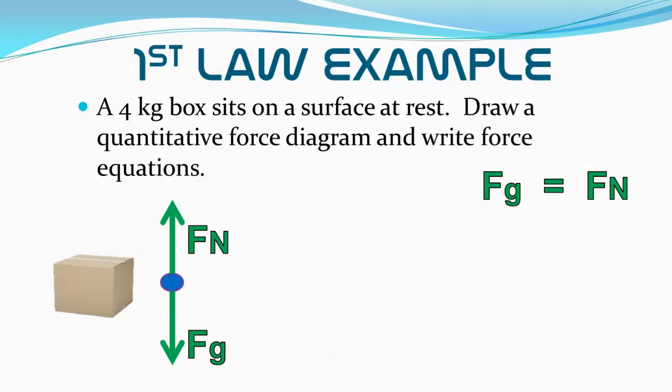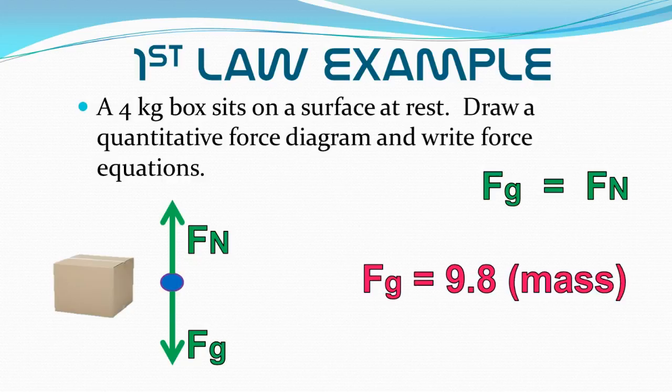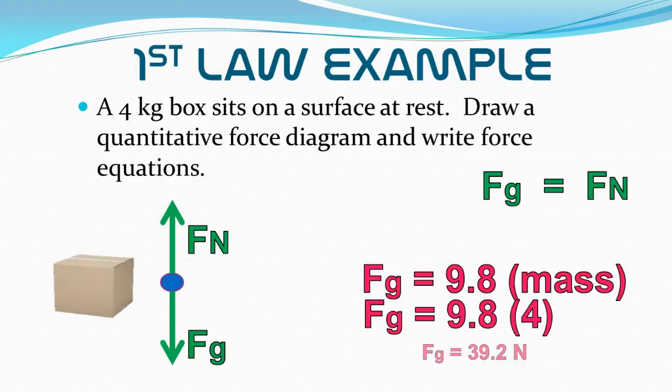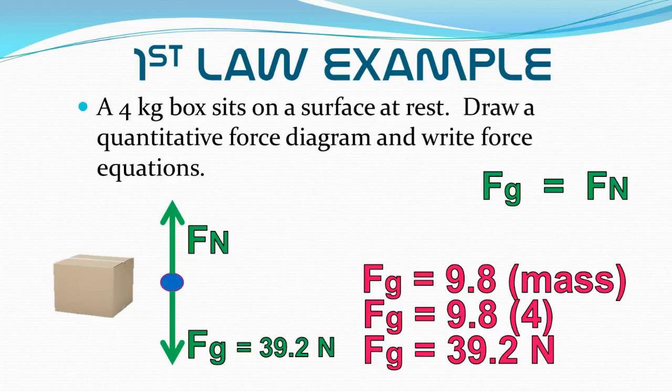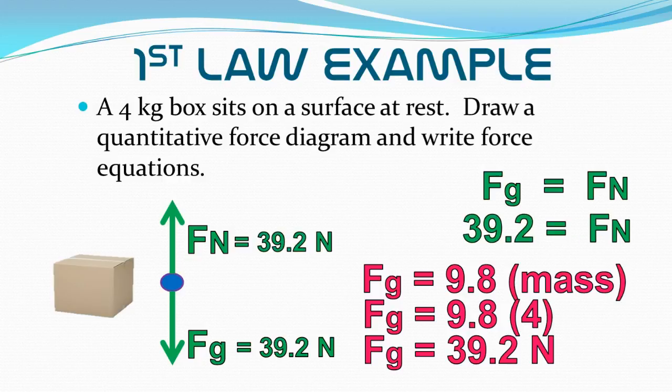If I wanted to quantify this, I could calculate my gravitational force. The formula to find the gravitational force is 9.8 times the mass. So that's 9.8 times 4, which is the mass of the box. That gives me 39.2 newtons. Newtons, again, is the unit for forces. Label that value right into your force diagram. F sub g equals 39.2. If I know that the gravitational force is 39.2, that means I know the normal force is also 39.2 newtons.